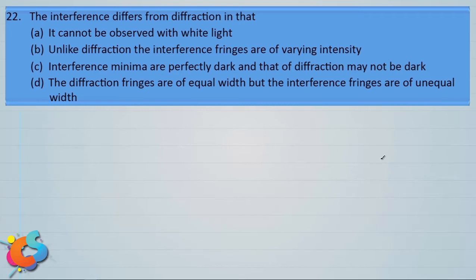However, have a look at option D. The diffraction fringes are of equal width but interference fringes are of unequal width. Again, the statement is incorrect because the interference fringes are of equal width. However, diffraction bands are of unequal width. Therefore, option D is again a wrong statement. So A, B and D are the wrong statements. There is only one correct statement given, that is option C. Therefore, option C is the correct answer.